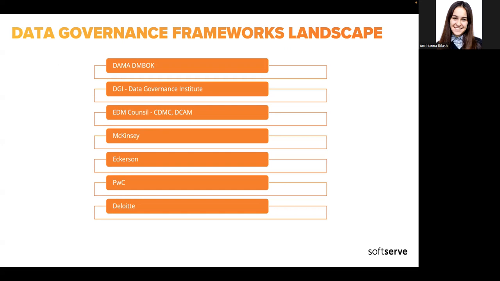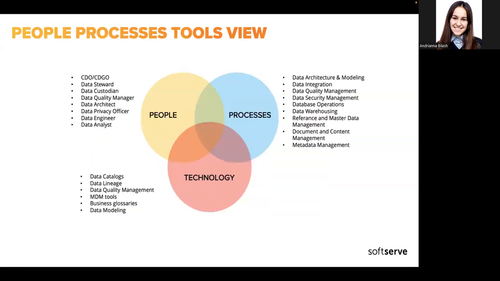The big four consultant companies, McKinsey, PricewaterhouseCoopers, Deloitte, KPMG, and Eckerson Group, also have their data governance frameworks. However, they are all really similar to each other. They share about 80% of core knowledge areas. There are some things they do slightly differently, but at the core, they are pretty similar.